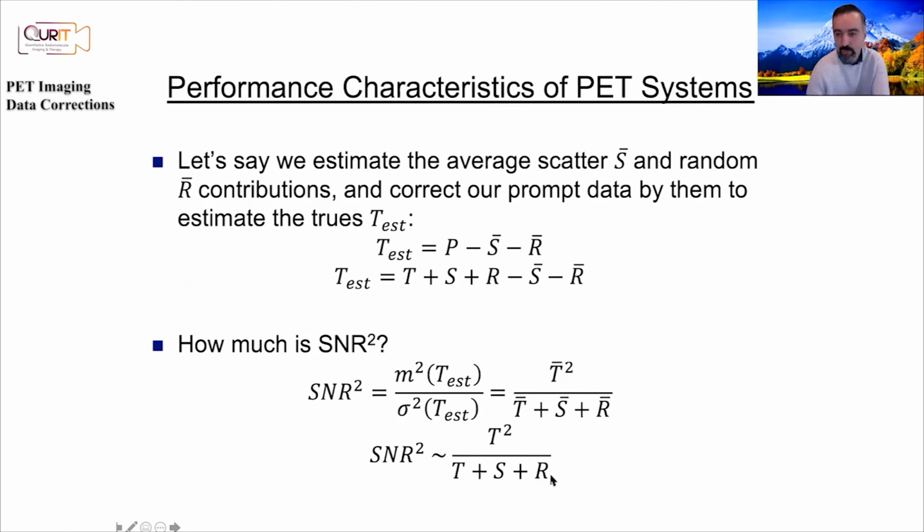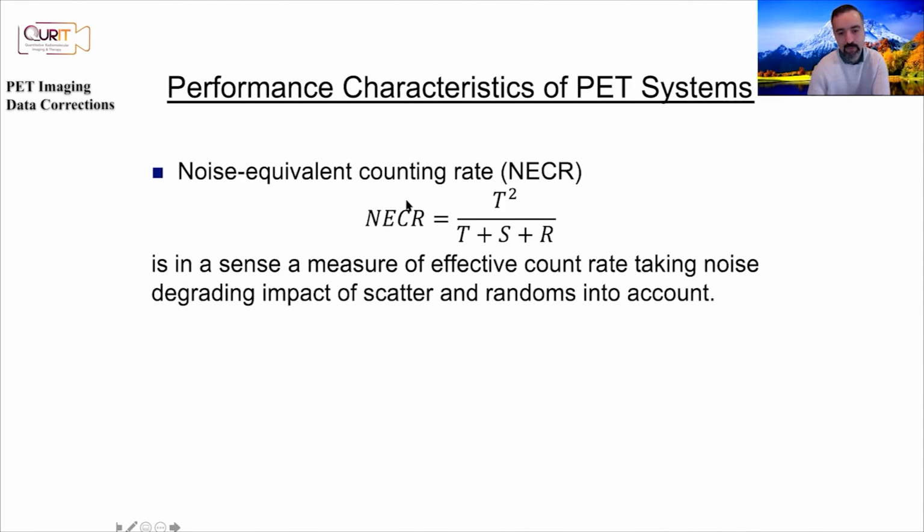So it's not good to have so many scatter and randoms. It degrades the quality of your image. It degrades your signal to noise ratio. So this signal to noise ratio squared term is actually what people refer to as the so-called noise equivalent counting rate. It's the same thing, okay?